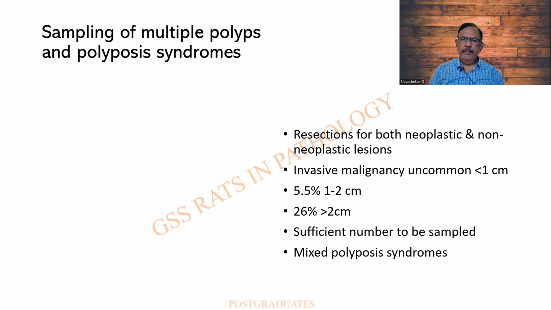In the sampling of multiple polyps, you will have to do the resections for both the neoplastic as well as the non-neoplastic. Invasive malignancy is uncommon when it is less than 1 centimeter, and progressively you find that there is an increase in the incidence of malignancy. A sufficient number of polyps will have to be sampled in a case of mixed polyposis syndromes.